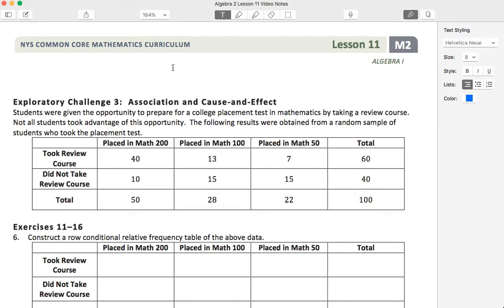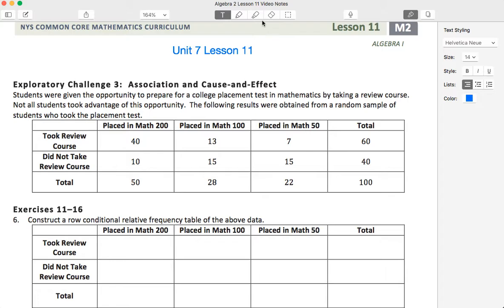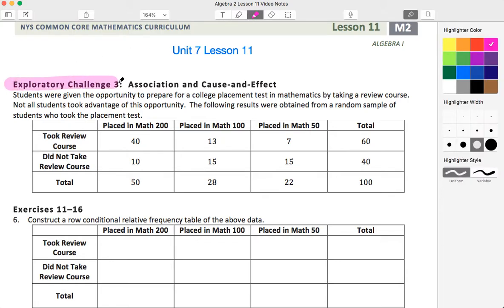Hello there, this is still Unit 7 and Lesson 11. We had just talked about association and now we're going to talk about something more specific with cause and effect. And this is exploratory challenge number 3 for those of you following along on the classwork.